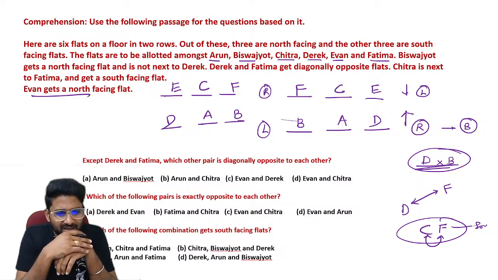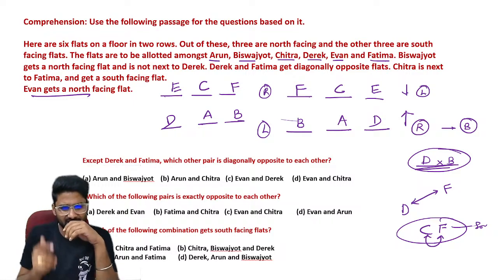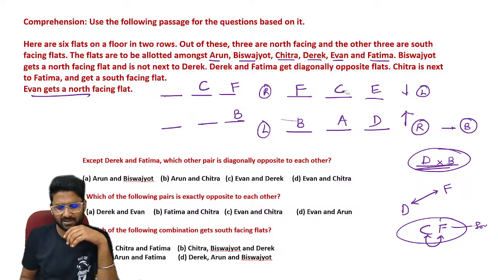Another question. Except D and F, which of the other pairs are diagonally opposite to each other? B, E. I just made one mistake. C, F. Okay, let me read this point. C. Yes, you can confirm C here.